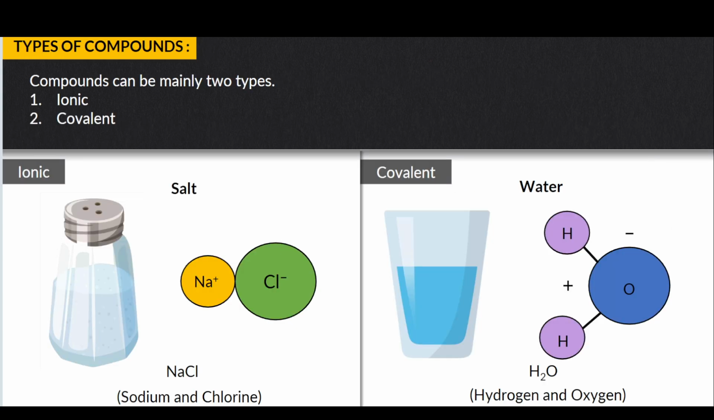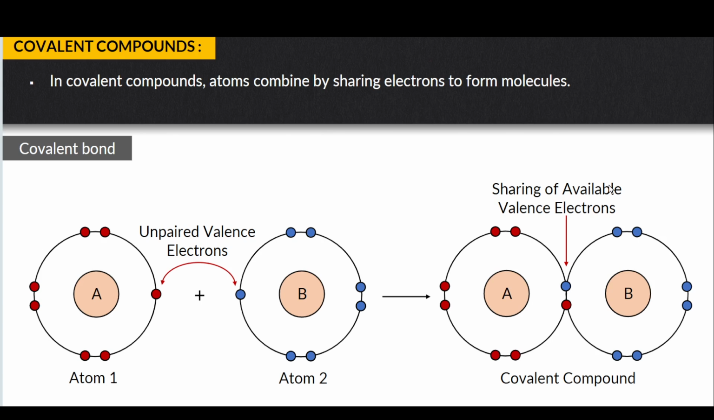So there are different types of compounds, mainly two: ionic and covalent. Ionic, for example, salt: sodium chloride is an example of an ionic compound. Water is an example of a covalent compound. Let's see what ionic and covalent compounds are.